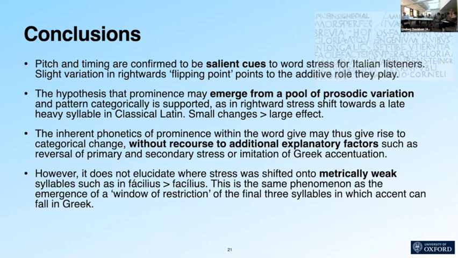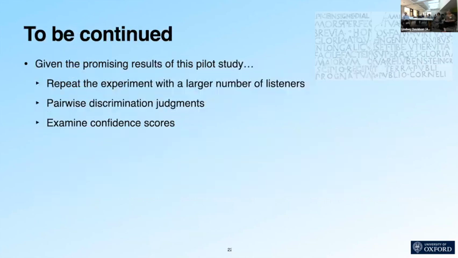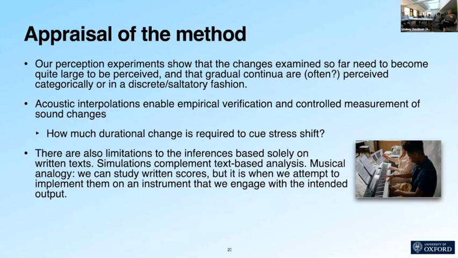That's not to say that any of the other stuff was wrong. It's just that it speaks for itself. But it doesn't tell us about the shifting of stress from one metrically weak syllable onto another. So something like facilius to facilius. So you have to think about analogy. You've got to come up with a broader story to explain that. I'm going to repeat the experiment with a larger number of listeners, of course, get some proper pairwise discrimination judgments and examine the confidence scores.